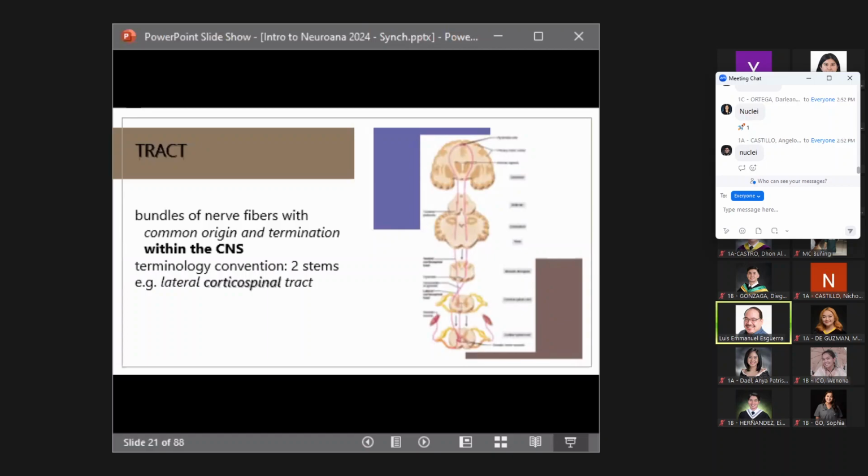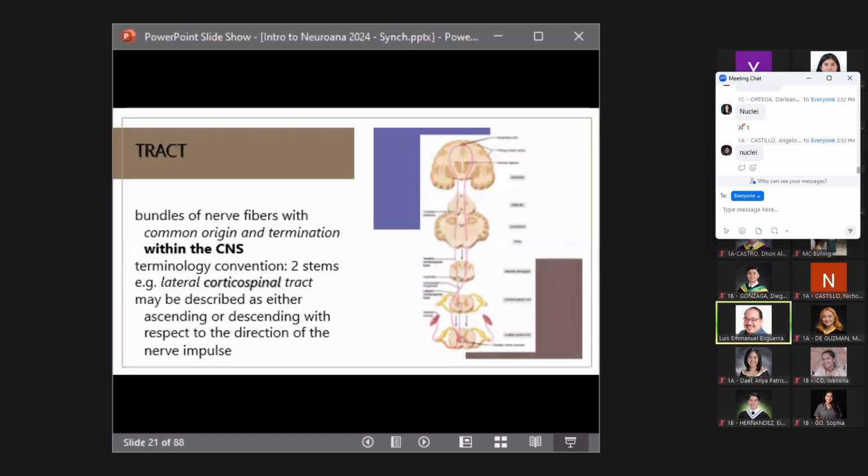Now, some tracts are described as either ascending or descending with respect to the direction of the nerve impulse. If you say ascending, the nerve impulse comes from the periphery up towards the brain. So if it's going towards the cerebral cortex, it's ascending.